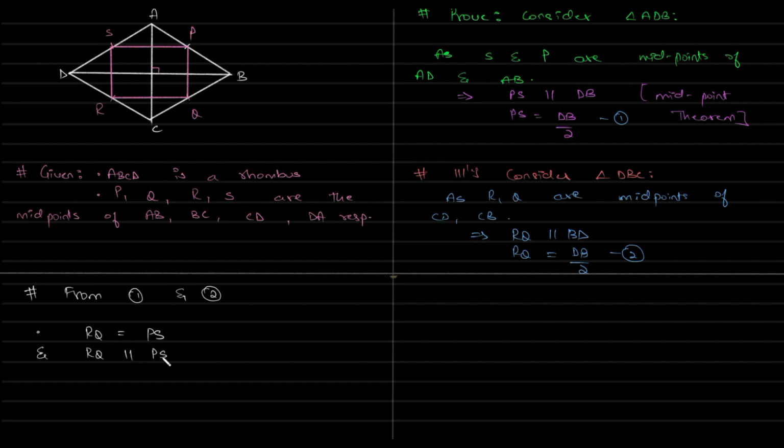Because two lines parallel to a third common line are parallel to each other, right? So this is parallel and equal. So this is a parallelogram. Now a parallelogram becomes a rectangle if one of the angles is 90 degrees. So how will I prove that this is 90? That's the question.